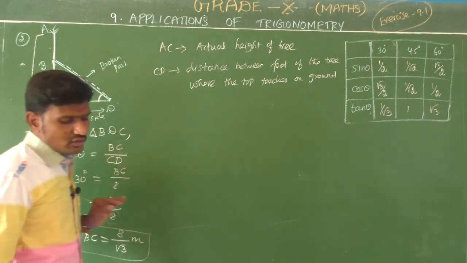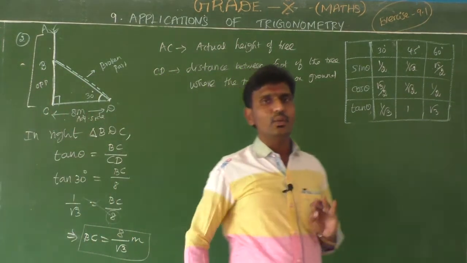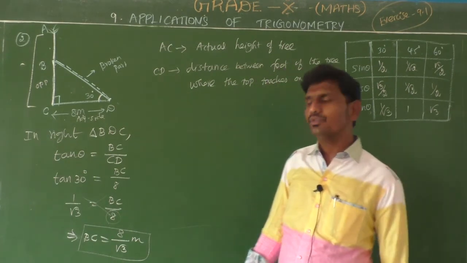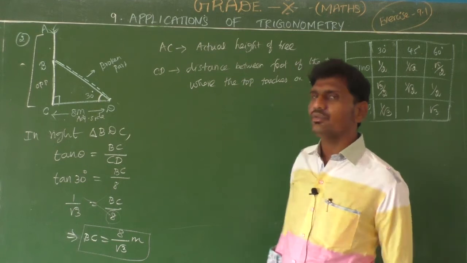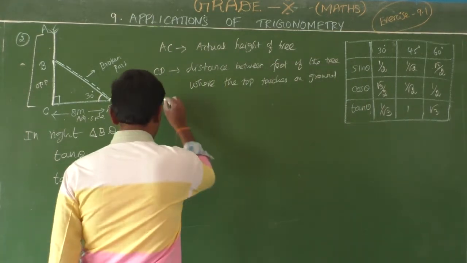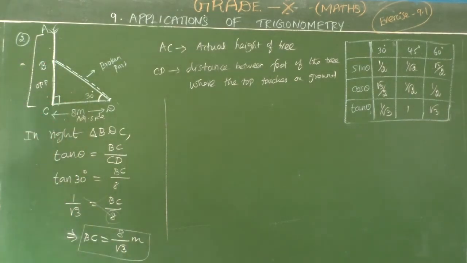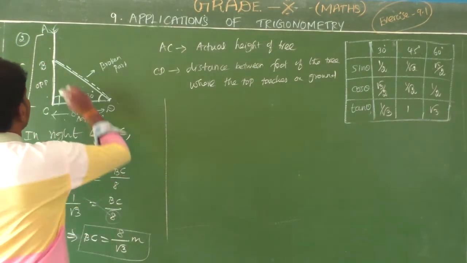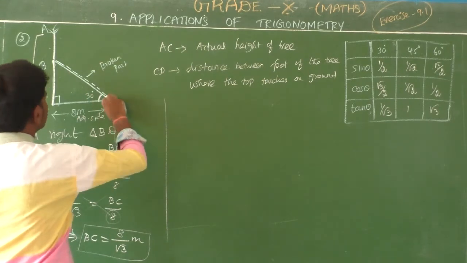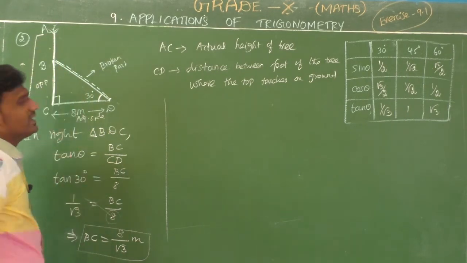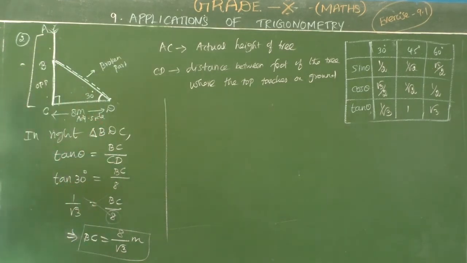Here you don't need to substitute the value of root 3, 1.73. Why? Because it is not given in the question itself. It is unnecessary work for us. Yes, students. And BC I have found. And next, what am I going to find? BD. Why? Because BD is the broken part of the tree.